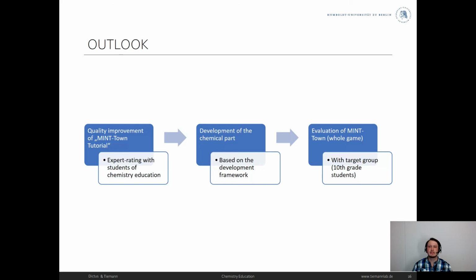So the next step is to improve Minton tutorial, which is followed by another expert rating with students of chemistry education, which hopefully gives us a greater sample size this time. And after that, we will develop the chemical part of the game following the development framework. And finally, when both parts are finished, we will evaluate them with a target group of 10th grade students.